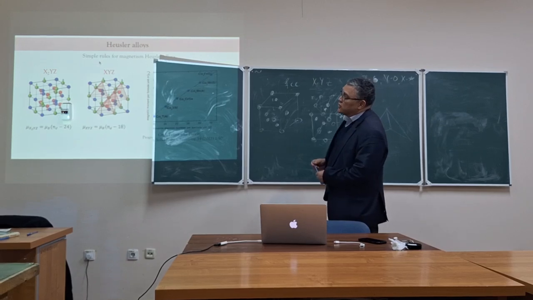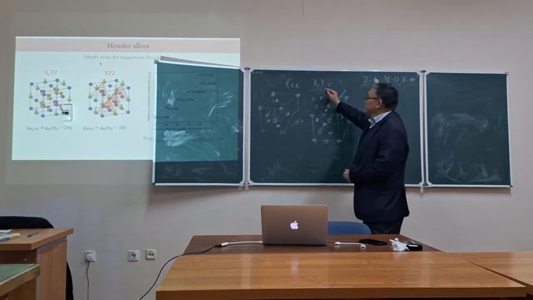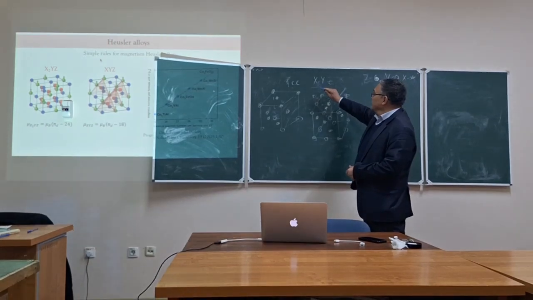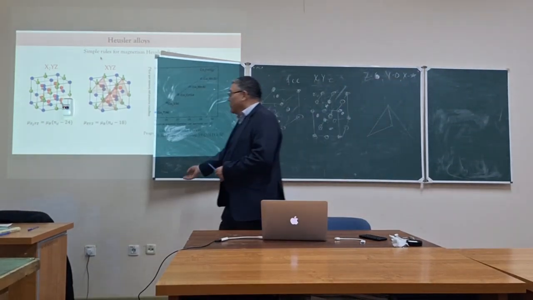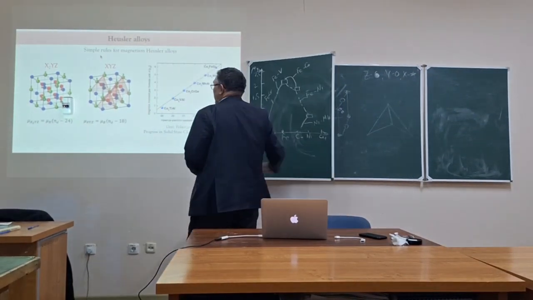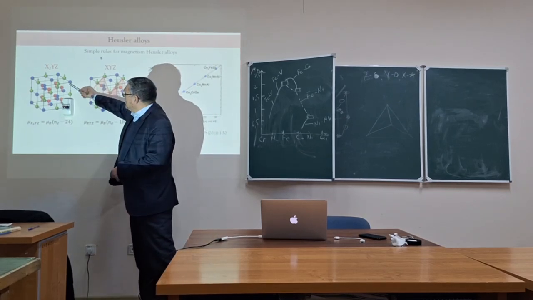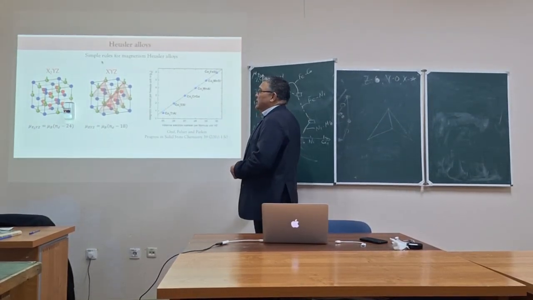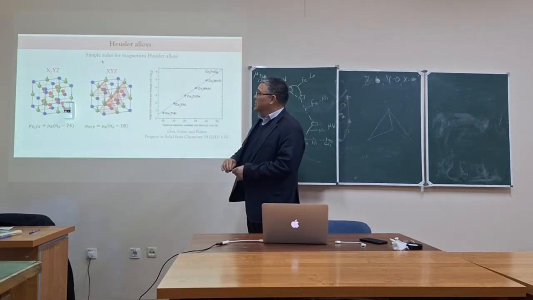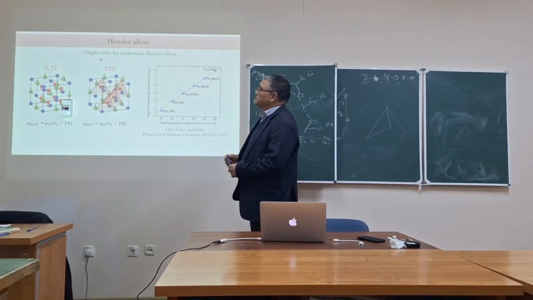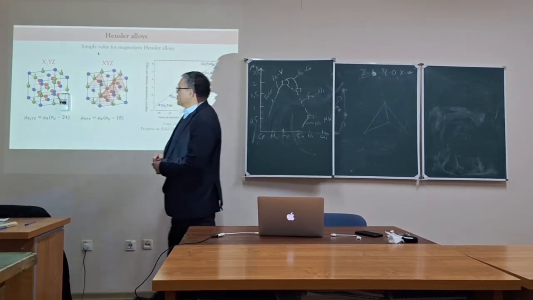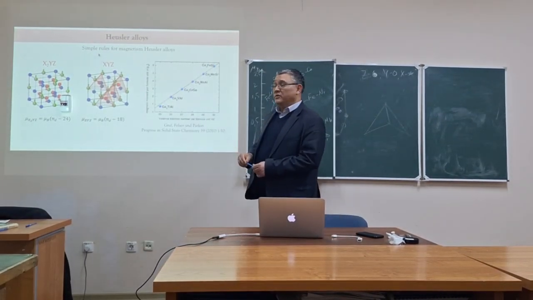Now for the structure of X2YZ, we have a second atom that will be located here. In this case we have this structure, X2YZ, and here we have eight atoms of X. Now X and Y atoms are magnetic atoms, and they have directions opposite to each other. So this corresponds to the antiferromagnetic case.